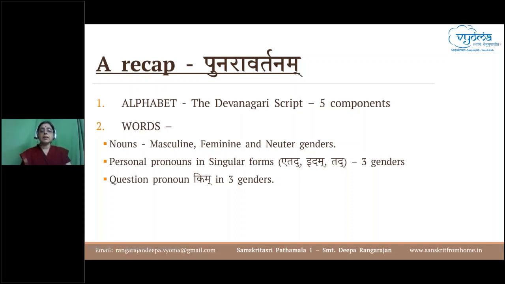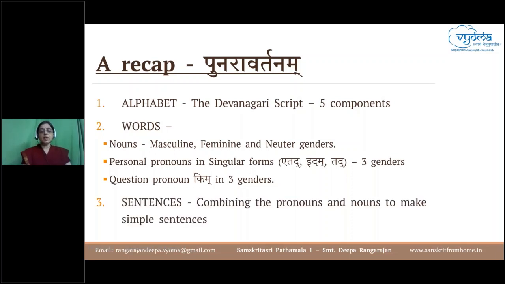Etat, idam and tat have forms in all the 3 genders, Pullingam, Strilingam and Napumsakalingam. Etat has eshaha, esha, etat. Idam has ayam, iyam and idam, and tat has saha, sa and tat. The question pronoun has 3 forms in 3 genders, which are kaha, ka and kim.